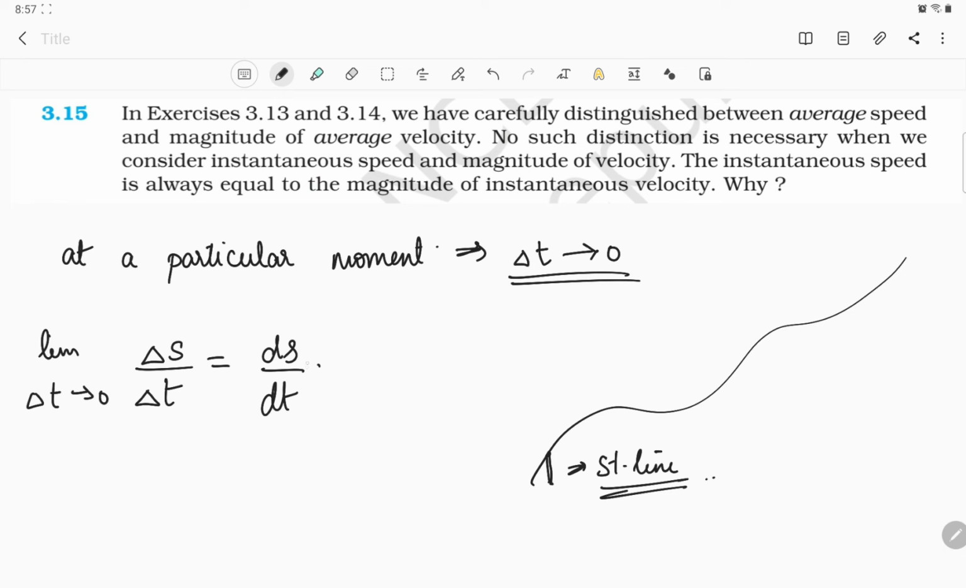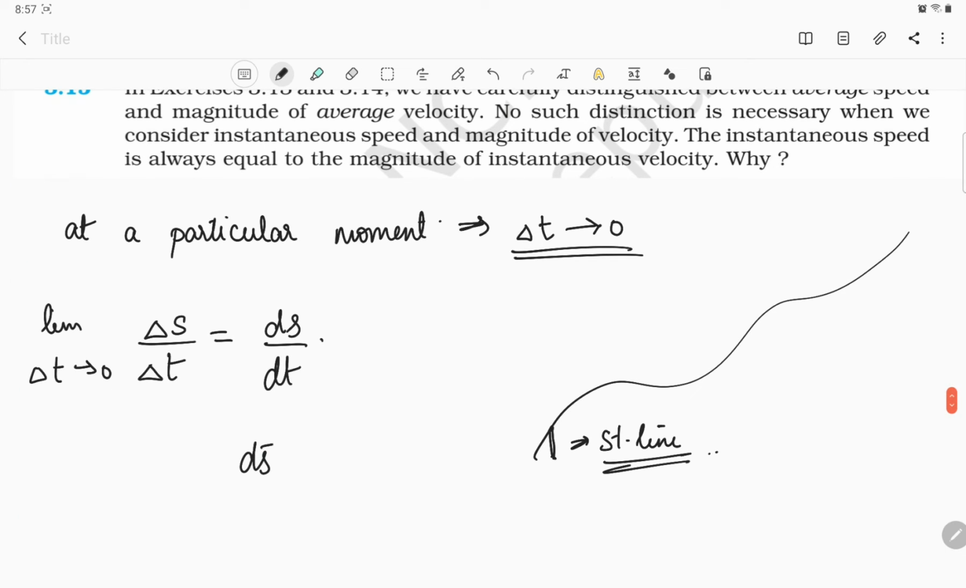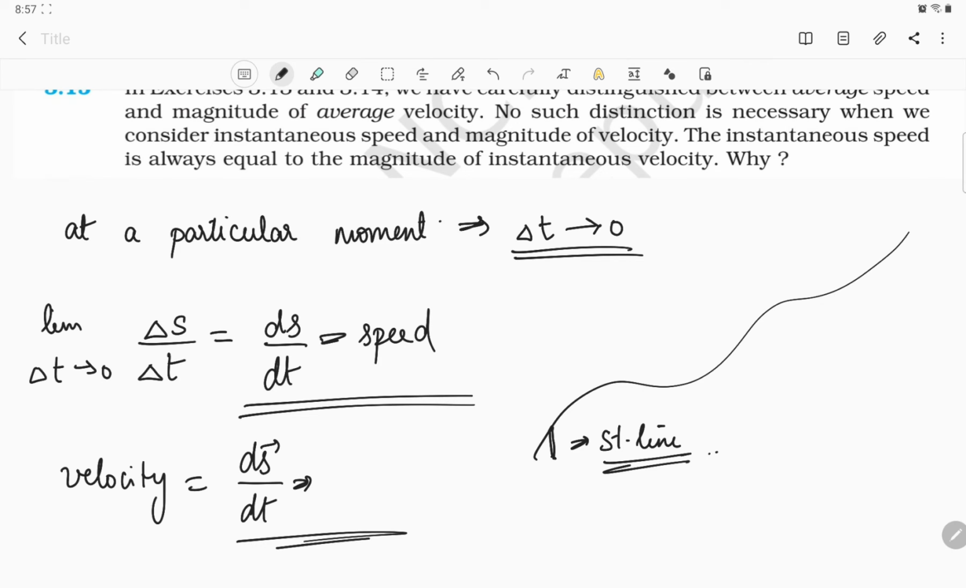If you simply write ds by dt, it is going to be a scalar. If you write ds vector by dt, then it is going to be instantaneous velocity. So velocity is going to be ds vector by dt, whereas speed is going to be ds by dt. The only difference here is that if you take the magnitude, you get speed, because there is no distinction between the magnitude of instantaneous velocity and the instantaneous speed.